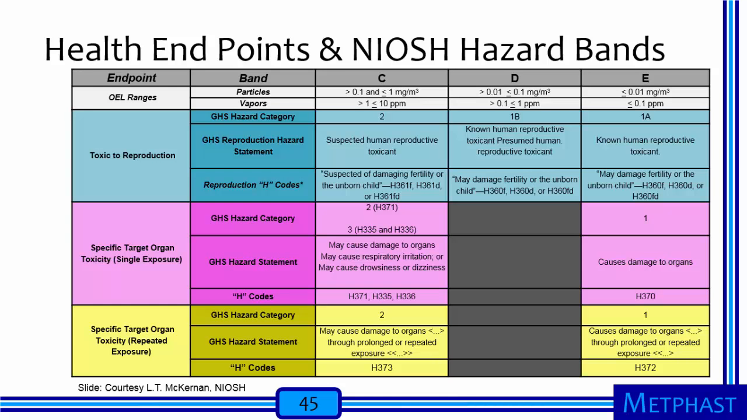And this slide shows the final endpoints: toxic to reproduction, specific target organ toxicity for single exposure, and specific target organ toxicity for repeated exposure, and their corresponding hazard categories, GHS statements, and H codes.